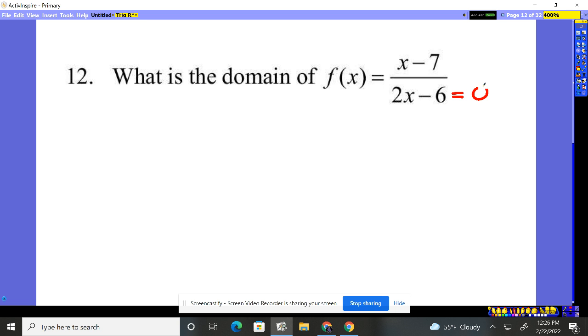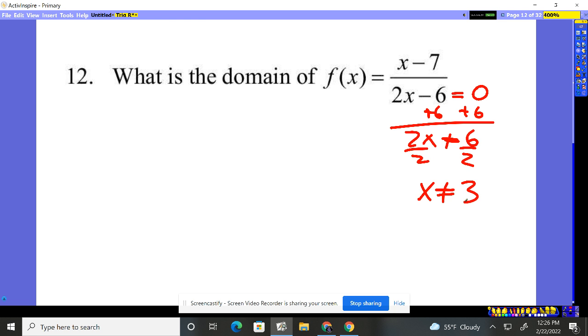If this guy came out to be 0, you and I would be in trouble because you can't put things in groups of 0. You can't divide by 0. So let's just solve this. 2x, we can't let 2x be a 6. Divide by 2. In other words, you cannot let x be a 3. Everybody else makes an answer except for 3. 3 won't do it. So what is the domain? It's all real numbers except x can't be a 3. That's what you should write.